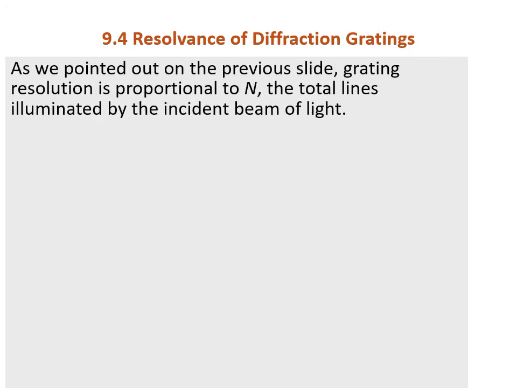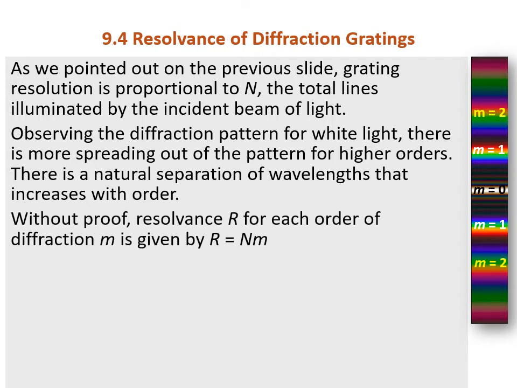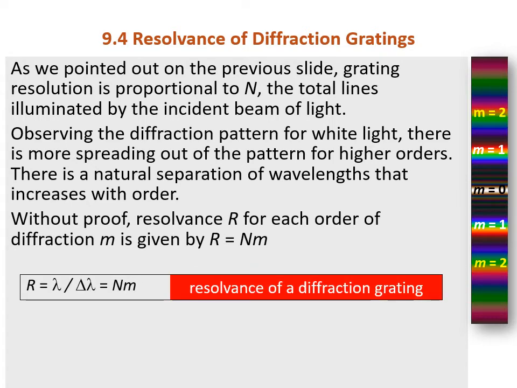As previously stated, grating resolution is proportional to n, the total lines illuminated by the incident beam of light. So look at the diffraction pattern for white light on the right-hand side. There's more spreading out of the pattern for higher orders. There is a natural separation of wavelengths that increases with order. The central maxima where you'd see the white light is m equals 0, and then you have first order on either side, second order on either side, third order on either side. So without proof, resolvance R for each order of diffraction m is given by R equals n times m.